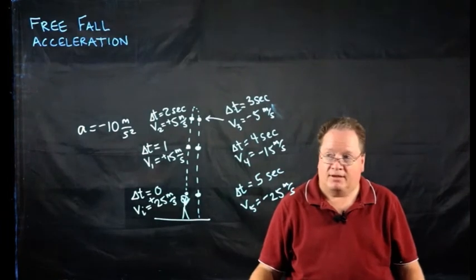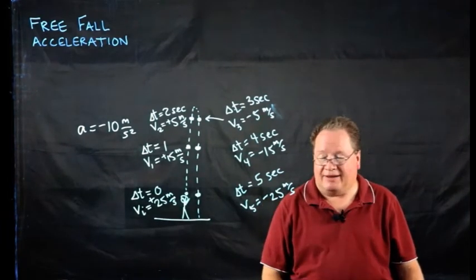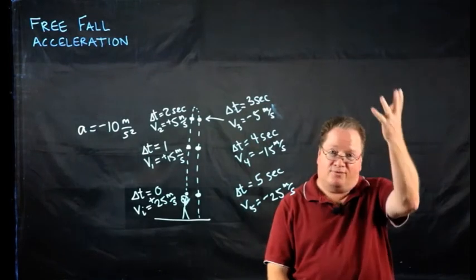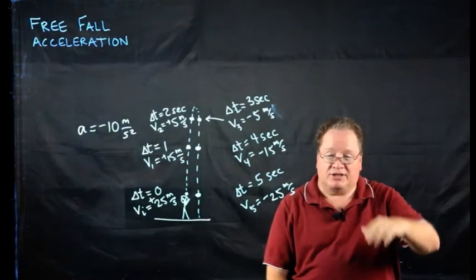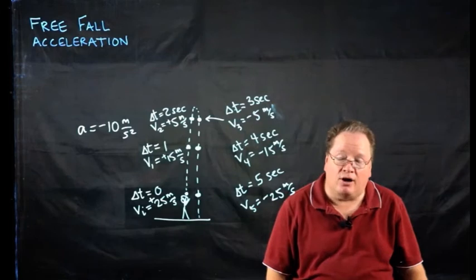All right? So this is the way that it's going to work. It really doesn't matter whether it's a free fall or something that you've thrown up in the air. Your acceleration is always going to be the same. Gravity always points downward.